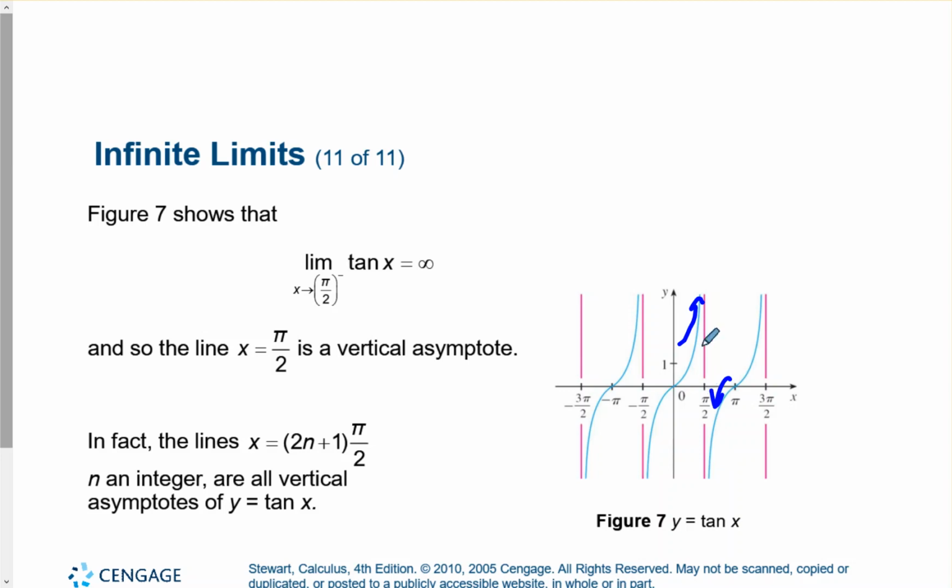So we have an asymptote. In fact, every pi we have a vertical asymptote. And we can describe the vertical asymptotes with this equation, which would give all the vertical asymptotes: x equals 2n plus 1 times pi over 2.